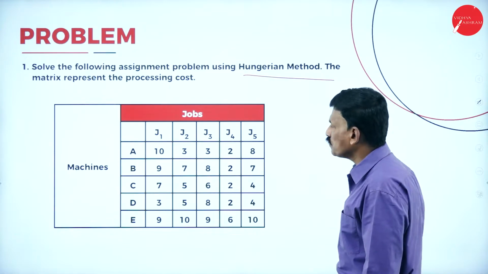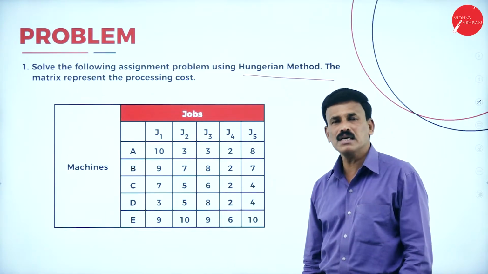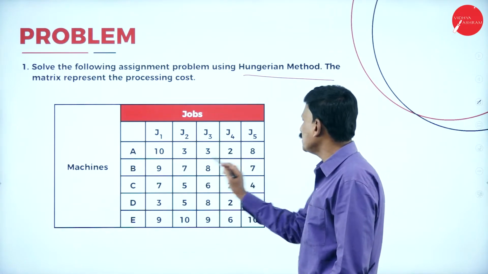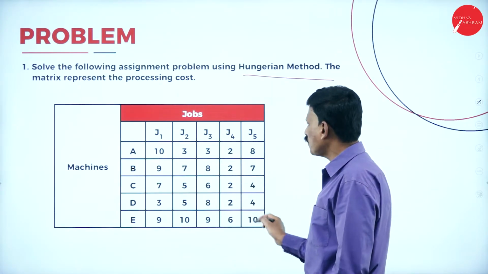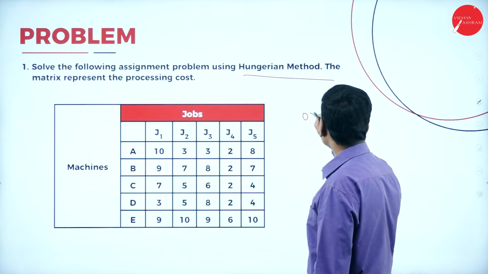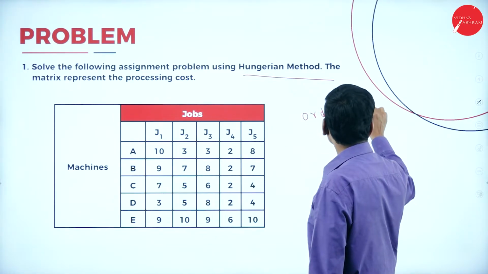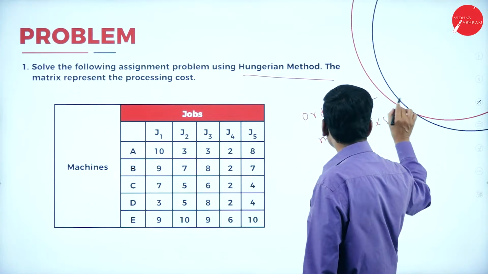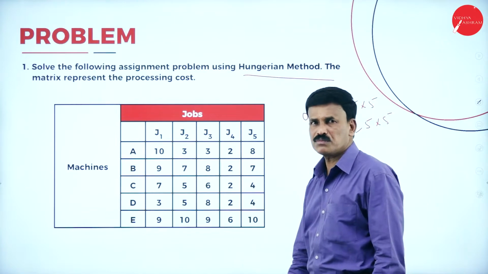Now just find out whether this is a balanced or unbalanced problem. So what is the order here? This contains 1, 2, 3, 4, 5 rows and 1, 2, 3, 4, 5 columns. So the order is 5 into 5. M cross n is equal to 5 into 5. The number of rows is 5 and the number of columns is 5.